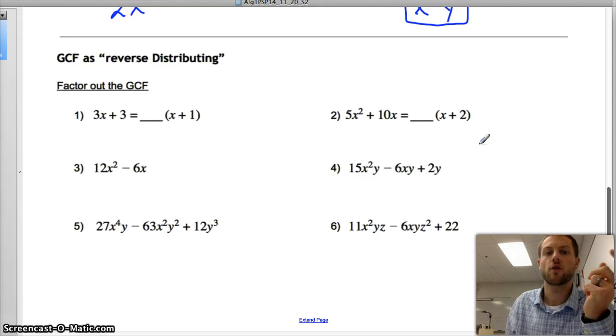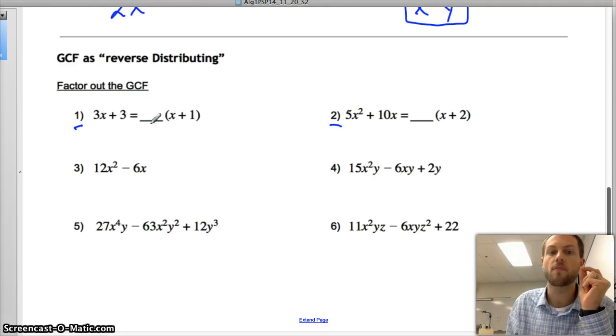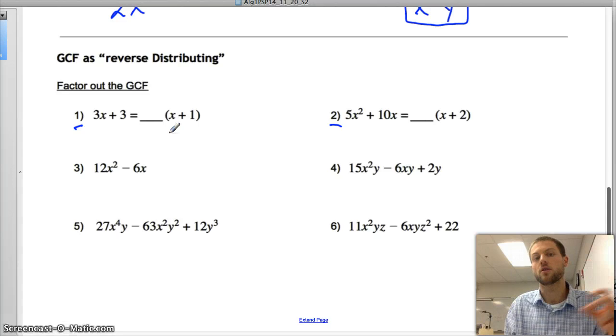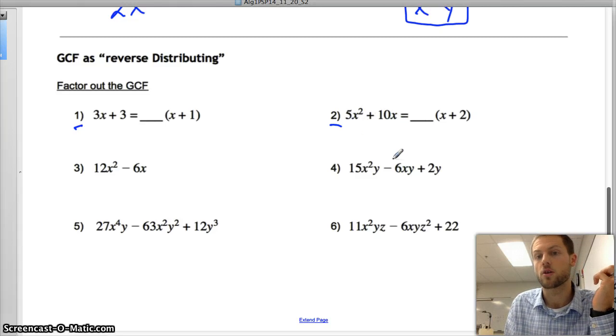So to start off with, I want you to take a look at number 1 and number 2 and see if you can, on your own, figure out how to make this an equal statement. The 3x plus 3 is going to equal something times the quantity x plus 1. So see if you can figure out what you are factoring out, taking that greatest common factor out of this left-hand binomial. And then see if you can do the same thing with number 2 here. So why don't you give that a shot, and I'll come back in a second.